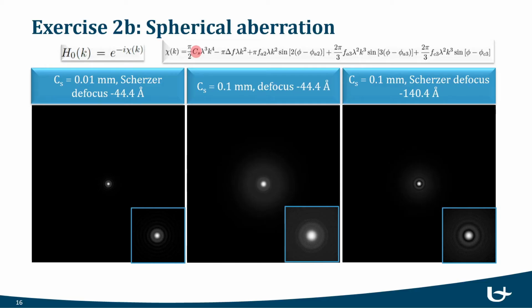Spherical aberration is a rotationally symmetric aberration, as can be seen in our simulation results. Generally speaking, large spherical aberration produces larger probe sizes. However, it can be partially compensated by using the optimized Scherzer defocus.